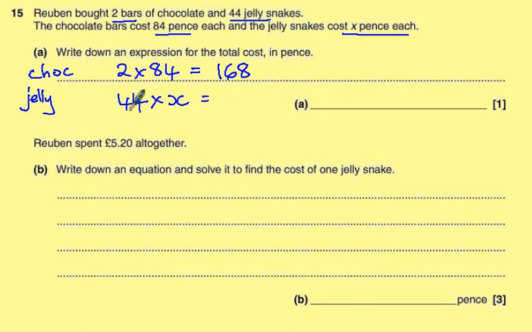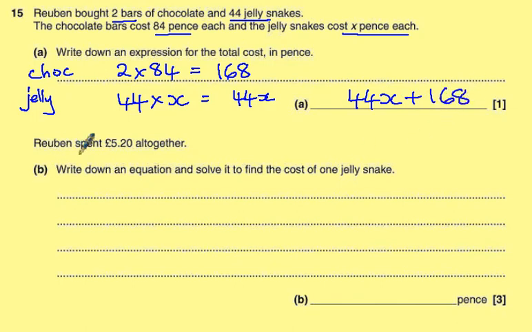So 44 multiplied by X we write as 44X. Remember, it has an invisible multiplication symbol in there. So for an expression, these are the two terms. Write down an expression for the total cost is 44X plus 168.